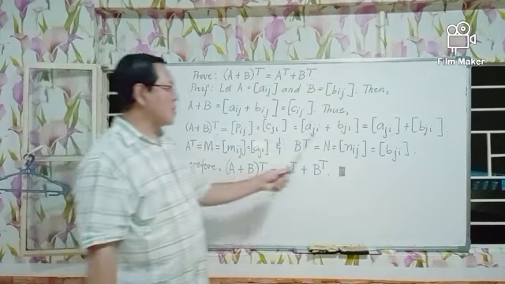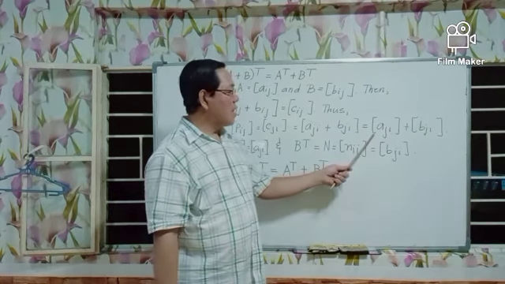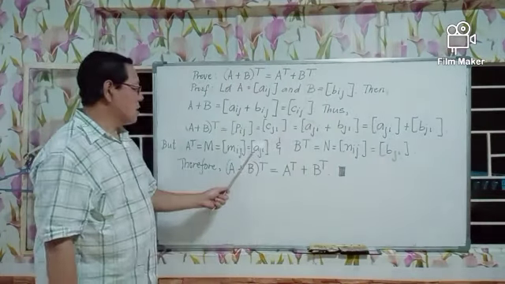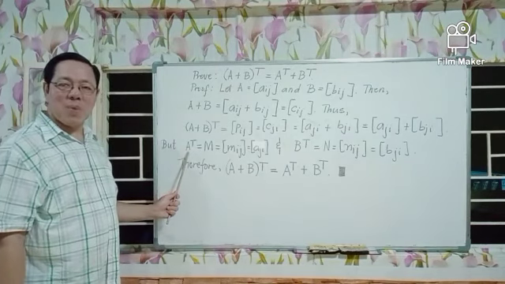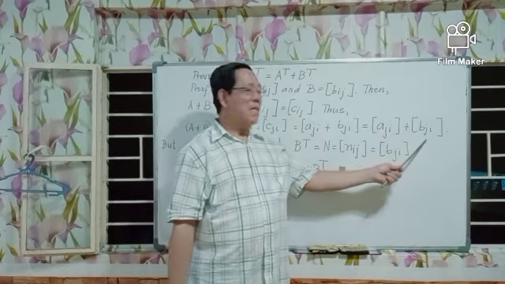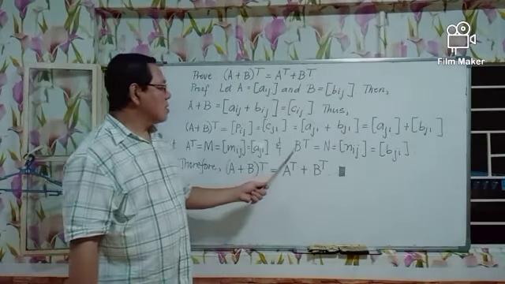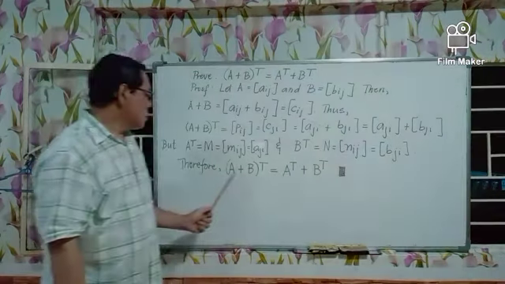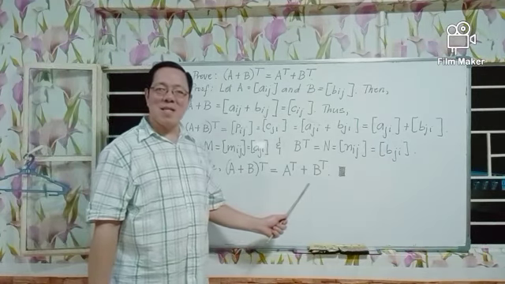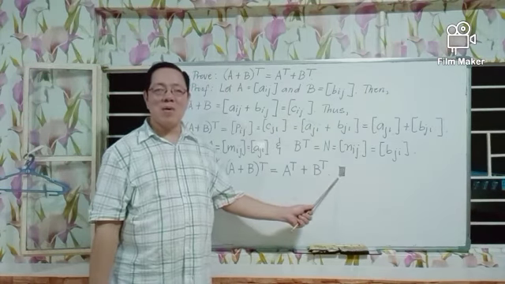A plus B transpose is equal to the matrix with entries A sub ji, but this matrix with entries A sub ji is equal to the matrix A transpose, plus the matrix with entries B sub ji, and we have shown that this matrix with entries B sub ji is the transpose of matrix B. Therefore, we conclude that the transpose of A plus B is equal to transpose of A plus transpose of B. And we indicate the end of proof by this small shaded rectangle.